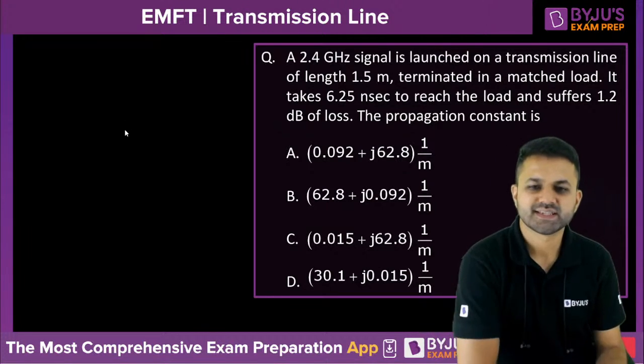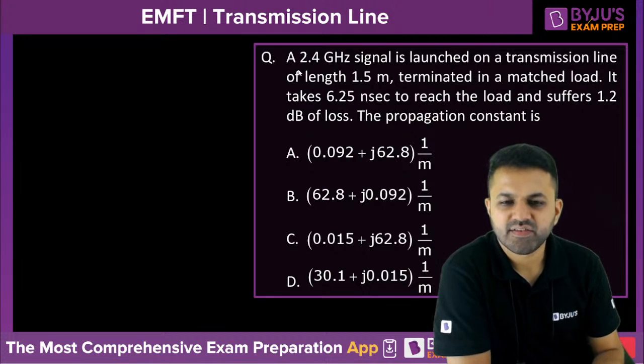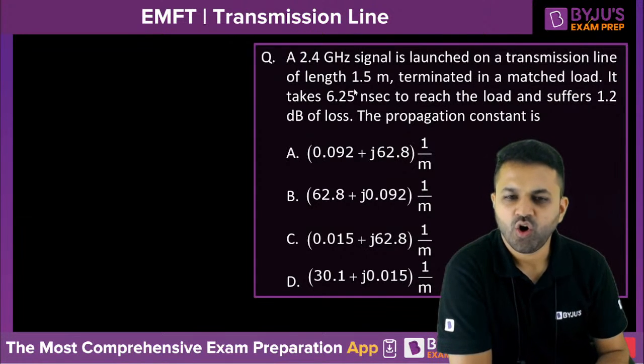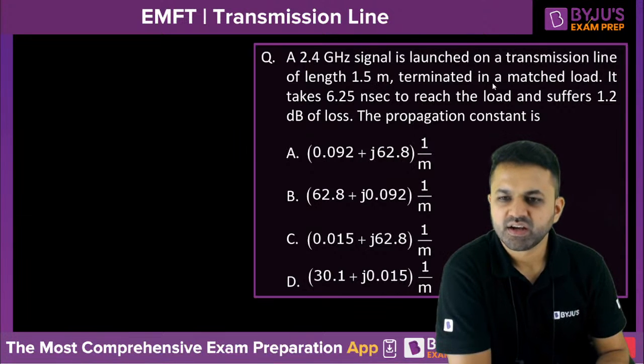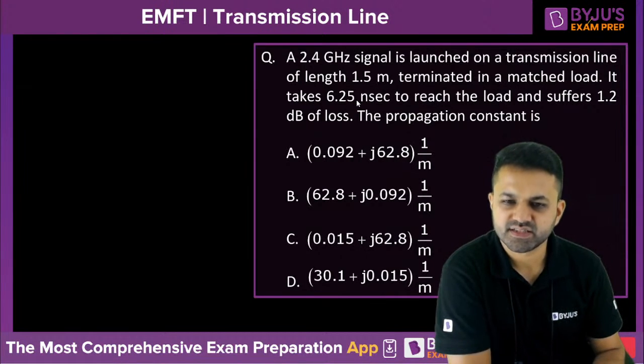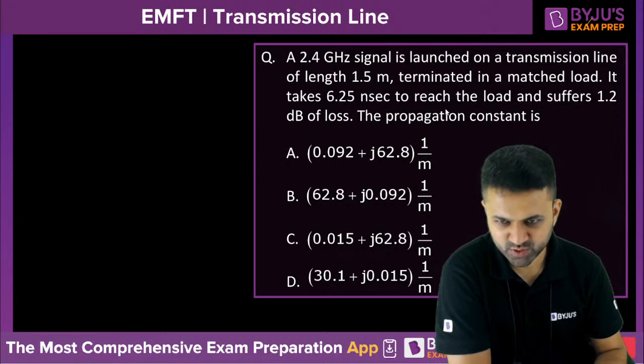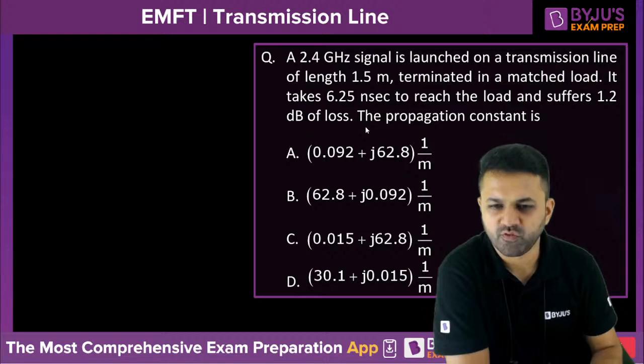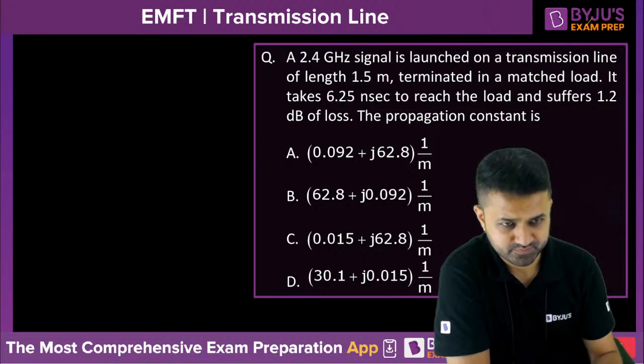Okay, so let's start this. This is given as a 2.4 gigahertz signal is launched on a transmission line of length 1.5 meter terminated in a match load. So this is the match load, and it takes 6.25 nanosecond to reach the load and suffers 1.2 dB of loss. Find the propagation constant.